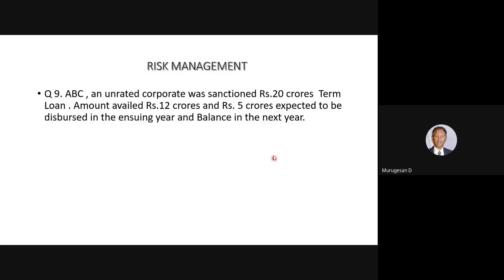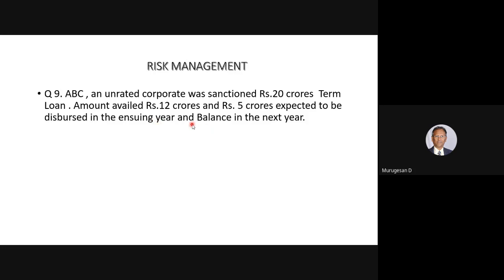Now, unrated corporate. Why are they giving unrated corporate? Risk weight is 100%, immediately remember. 20 crore they have sanctioned. The term loan, 20 crore. The amount availed is 12 crore. So the first 12 crore is funded already. The 5 crore is expected to be disbursed in the current year, and the balance in the ensuing year. Ensuing year means not this year, next year.